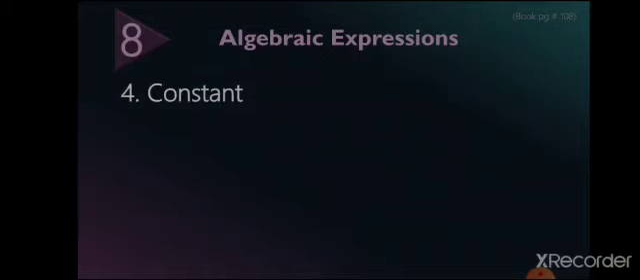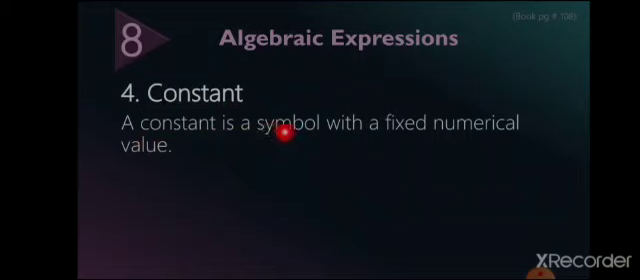Okay, next is constant. A constant is a symbol with a fixed numerical value, like 2y plus 3. So this 3 is the constant factor. Okay, means it has no variable value with it, it's only a single constant value.